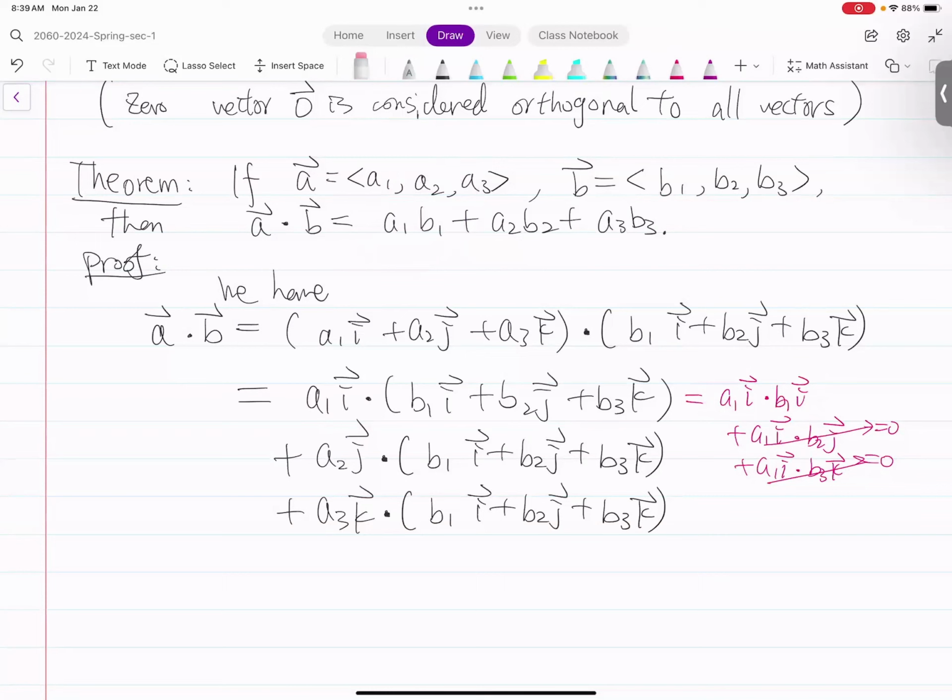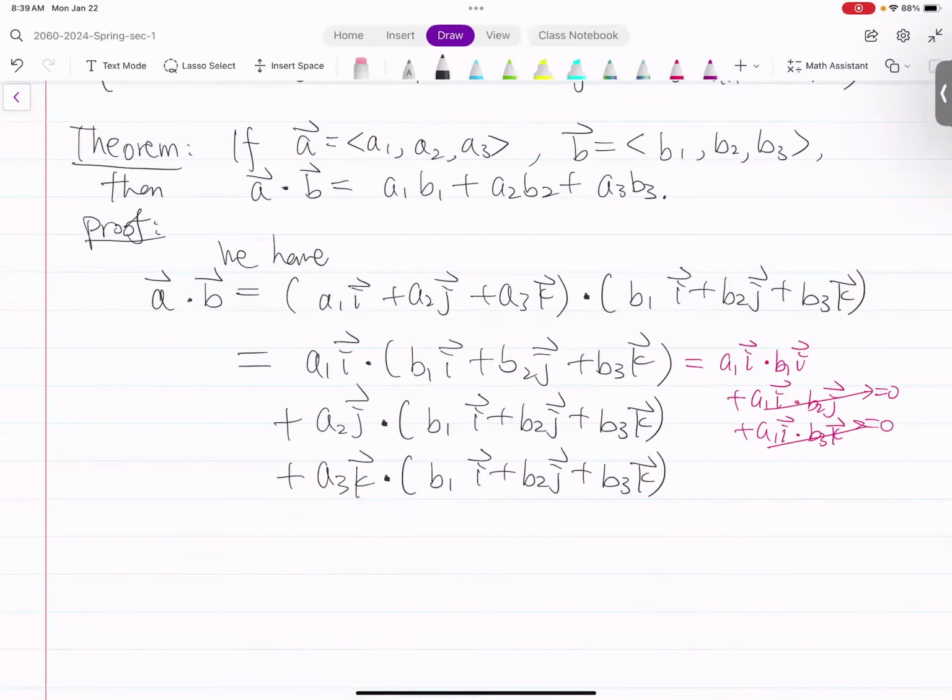And you do the rest the same fashion. So A2 j dotting with B2 j, j dot j gives you a 1, right? And k dot k gives you 1 right here. So essentially you see why we have only A1 B1, A2 B2, A3 B3 within the result. So this exactly comes from the fact that i dot i gives you 1, j dot j gives you 1, k dot k gives you 1, and zeros everywhere else. Right? And we're done.